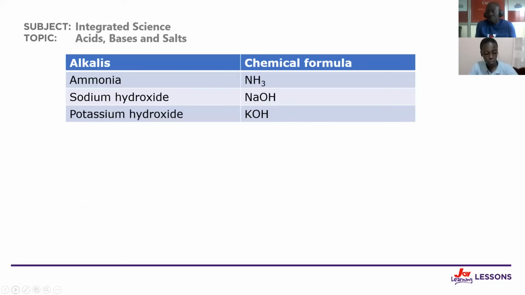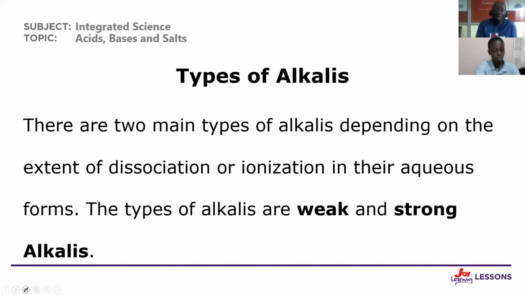And like someone said earlier, ammonia can easily be smelled in the urinal. That pungent smelling gas, all right, is ammonia. It's also an alkali. Sodium hydroxide with the chemical formula NaOH is also an alkali. And potassium hydroxide, which we mentioned earlier that you can get from the ash of cocoa pods and plantain, is also an alkali.